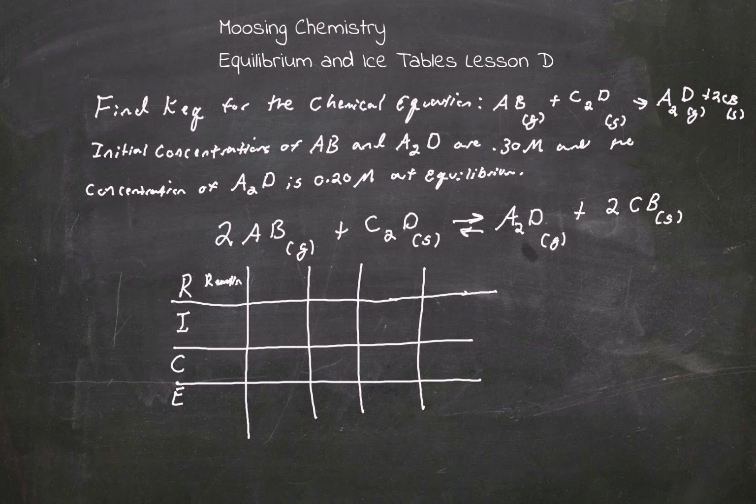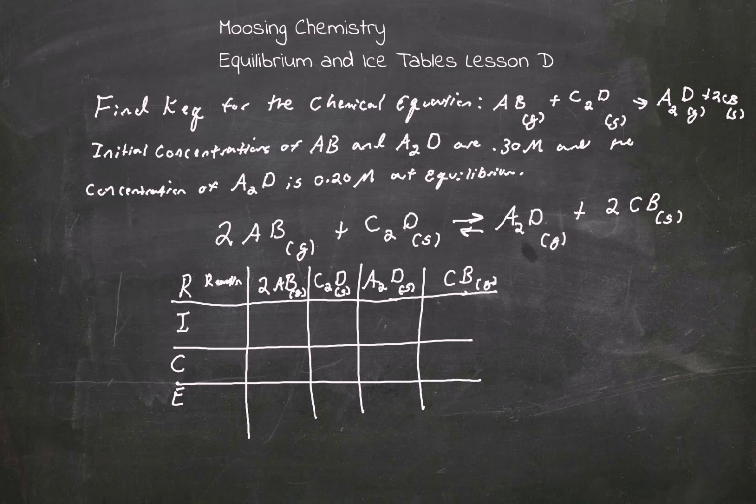Okay, great. So remember, this is reaction. So in the reaction, we have 2AB, we have C2D, A2D, and CB. Now we need to put the states in there. That's gas, that's solid, and that's also gas.